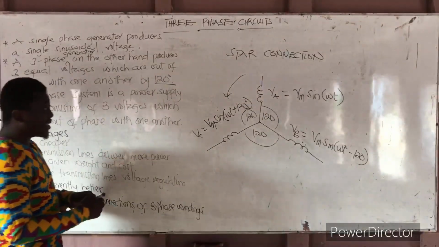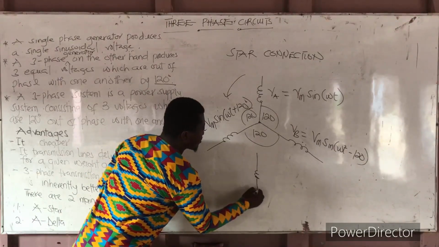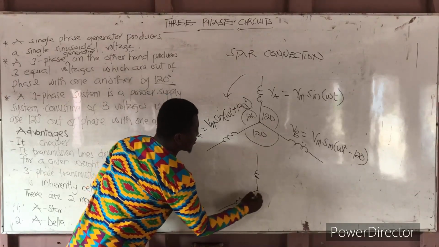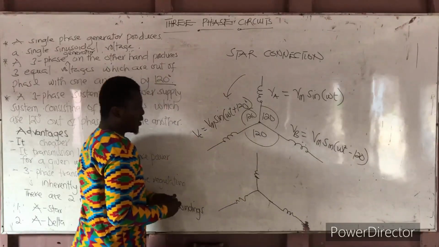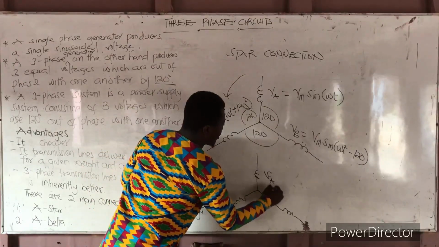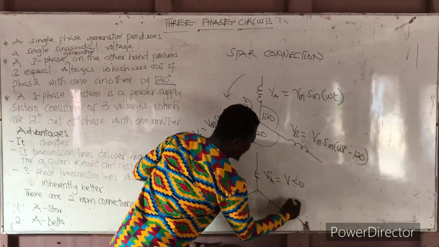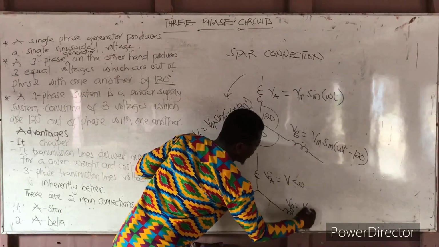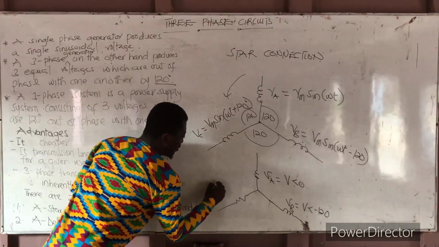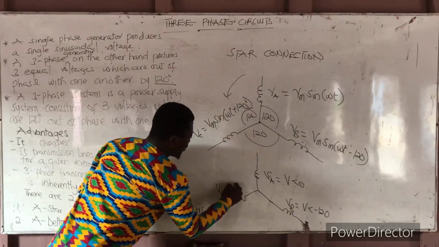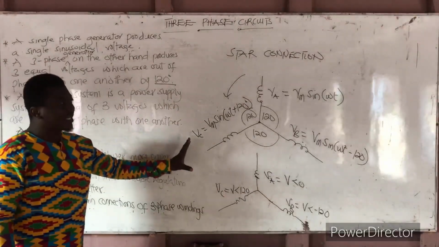So sometimes in phasors, they can simply draw this, and they will tell you that VA is equal to V angle 0, VB is equal to V angle minus 120, and VC will be equal to V angle 120. So basically, this is the star connection.